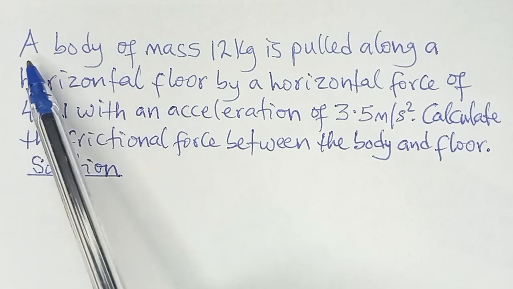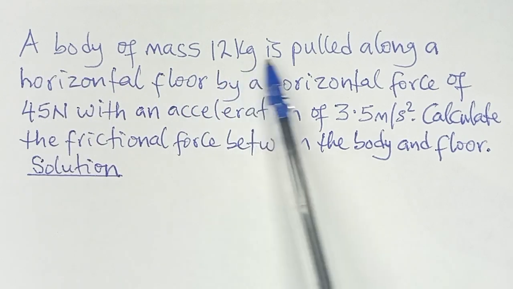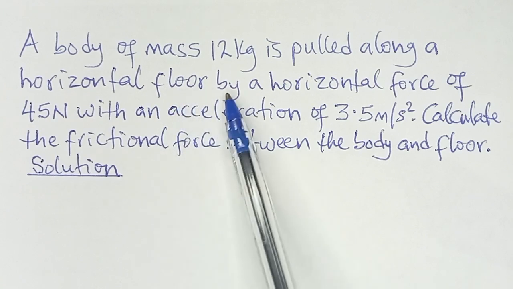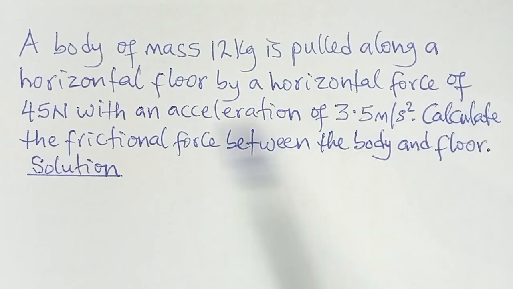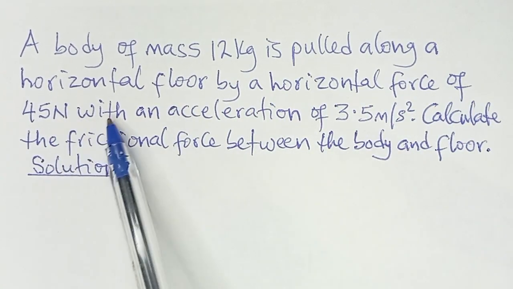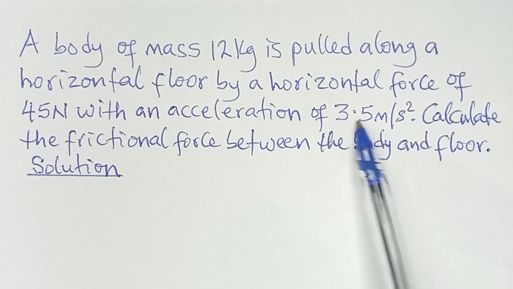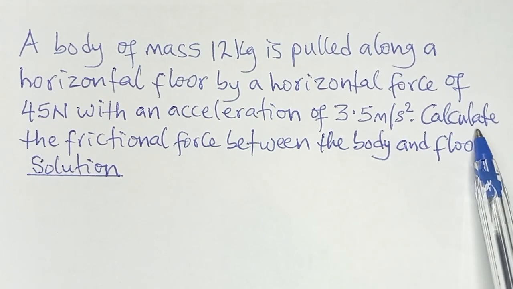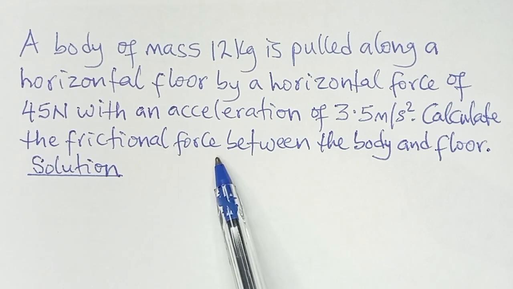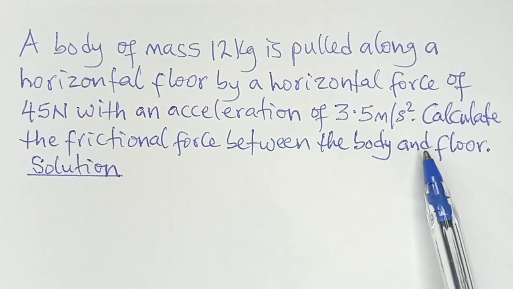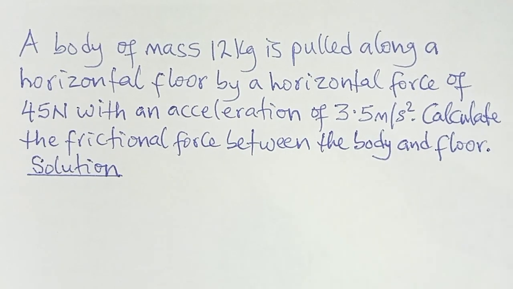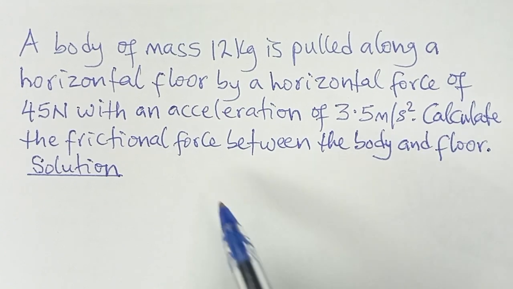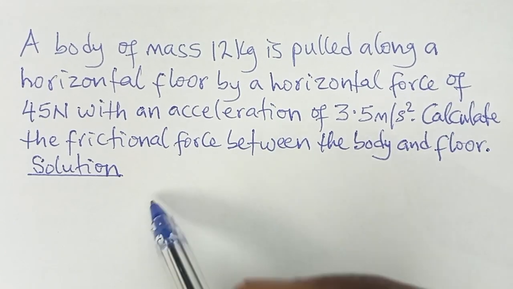The question says a body of mass 12 kilogram is pulled along a horizontal floor by a horizontal force of 45 Newton with an acceleration of 3.5 meter per second square. Calculate the frictional force between the body and floor. So here we have to calculate the force of friction that is opposing a moving body on a floor.